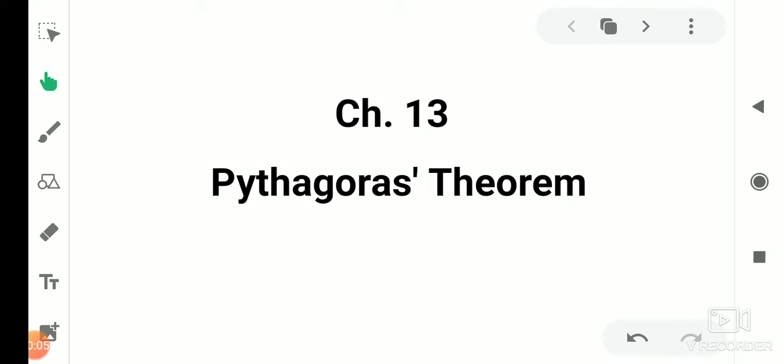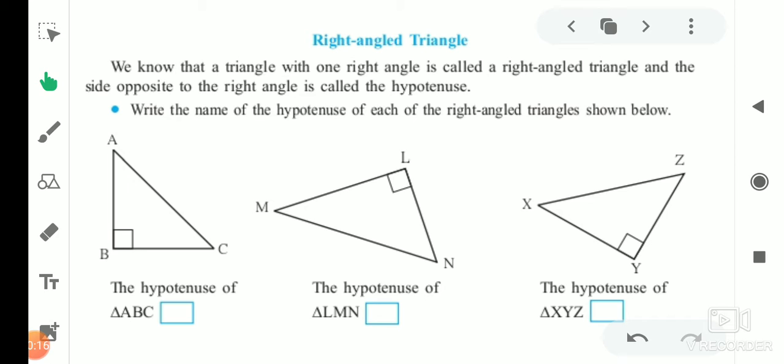Today we will start Pythagoras theorem. You know, Pythagoras theorem is especially for right angled triangle. What do you mean by right angled triangle? A triangle whose one angle is of 90 degree is called a right angled triangle.